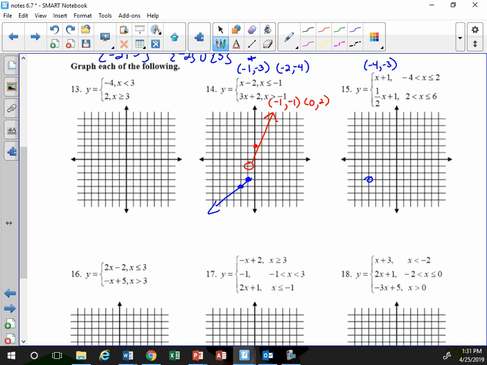Do you guys see how it then tells me what my other endpoint that I should be plugging in is going to be? 2. So I plug in 2. What do I get when I plug in 2? Is that open or closed? Closed. And then what do you think I do with those 2 dots? How do you guys close just one? It says or equal to, then it's closed. Okay, so there's my first line.